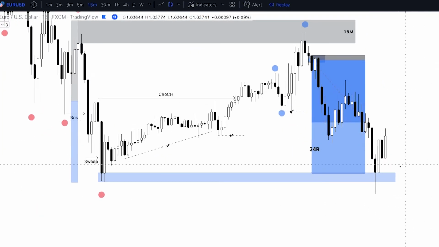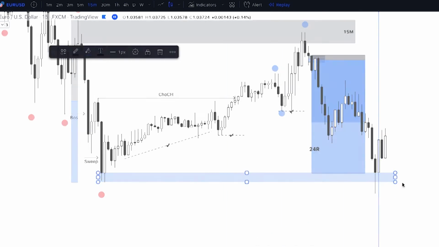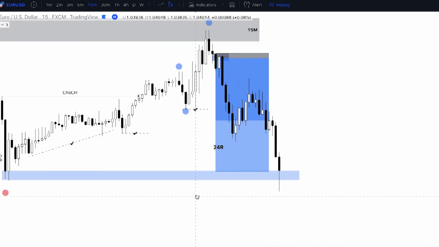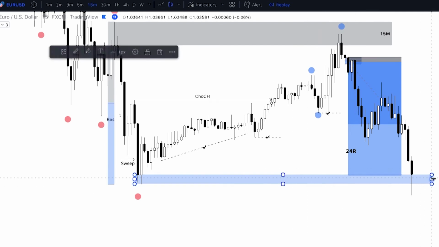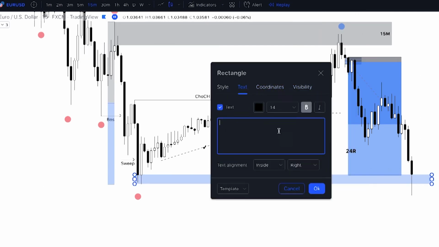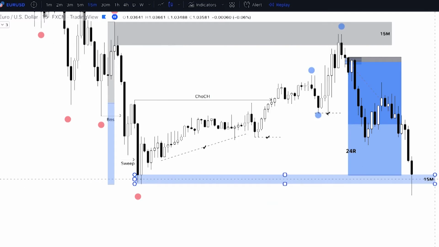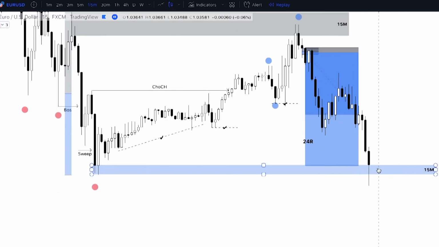And now what we can see, as we tapped into this area, our demand area, it's a 15 minutes demand, and we didn't close the candle here, so we just pushed up.